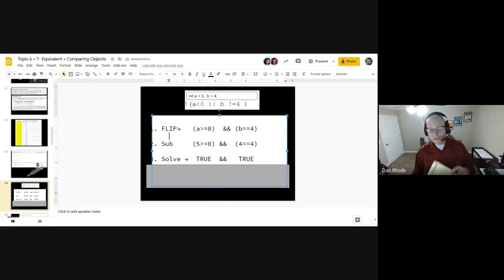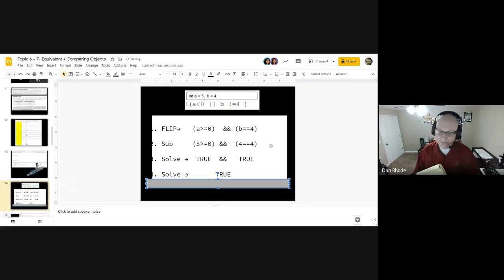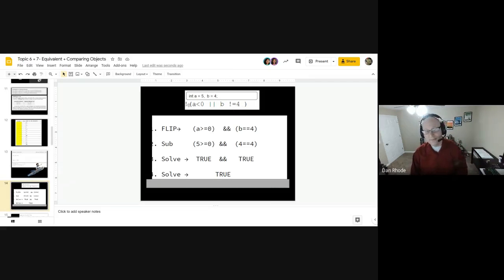So true and true, as you remember from our exciting game that wasn't Among Us, even though that's what you all voted for. Sorry about that. I was the imposter. Is true. So that's an example of how you solve a DeMorgan's problem.